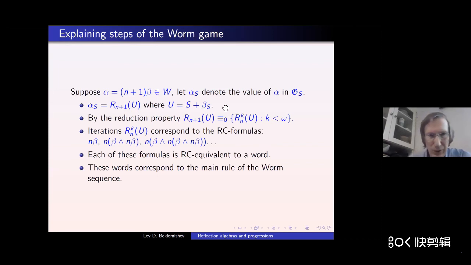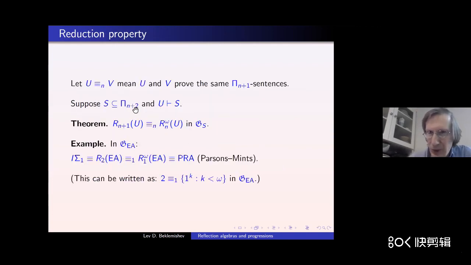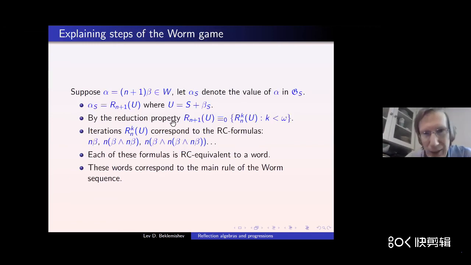By the reduction property, Rn+1 of U is a typical formula which is amenable to the reduction property. So we can reduce it and conclude that it is equivalent, in fact n-equivalent, but also 0-equivalent, to Rn omega of U, which is the same thing as the union of all these k-fold iterations Rn^k of U for finite k. So, now, what are these Rn^k of U?